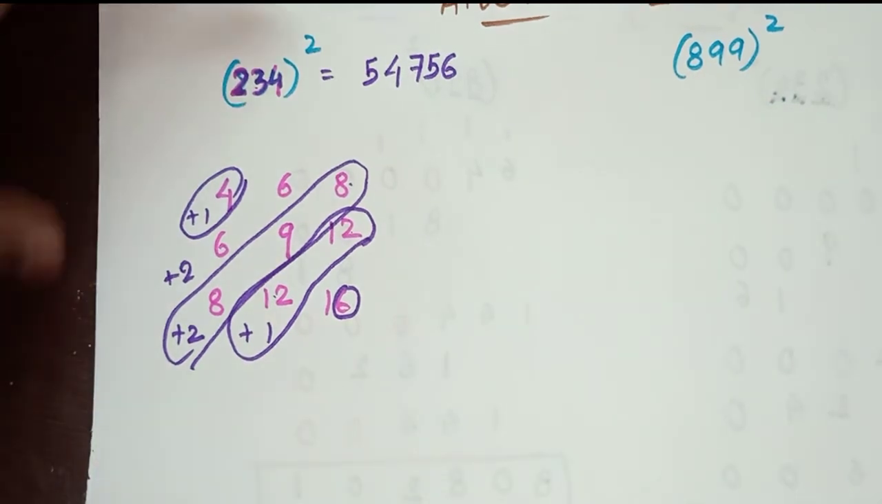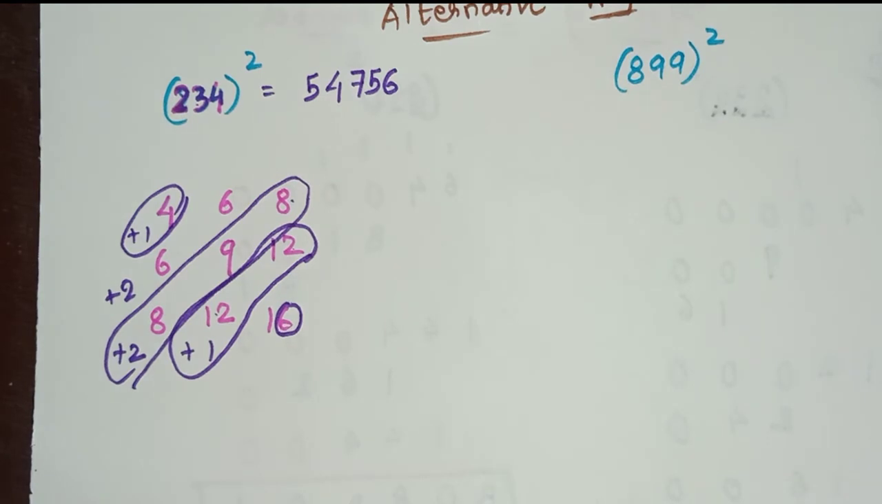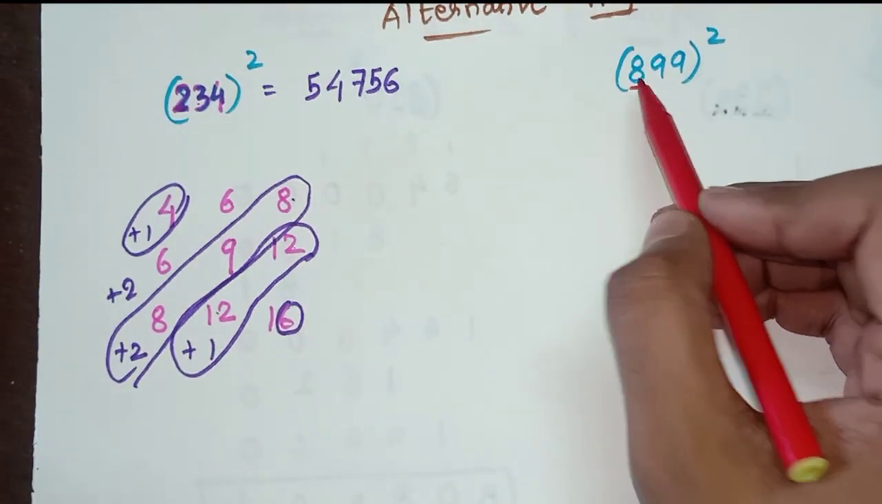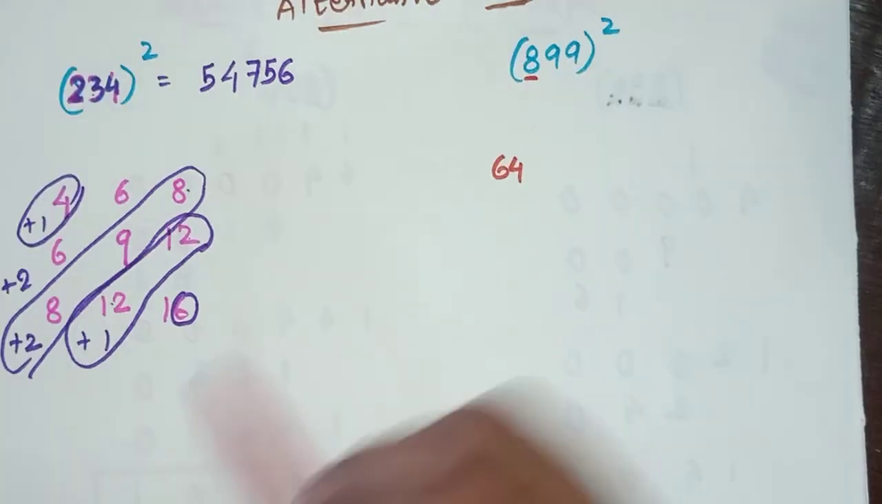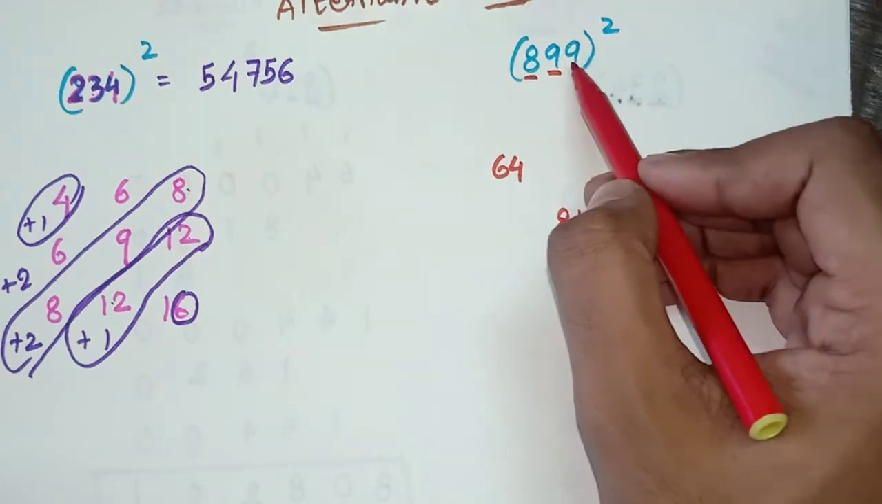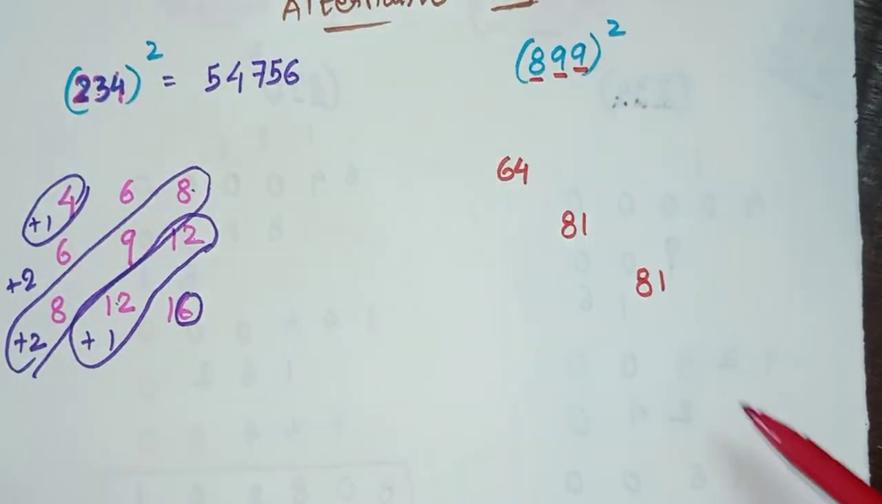But now I will show you that this trick is really difficult when it comes to very big numbers. So I would like to show it to you now. So how to write, again, let us see. 8 is the first number, so 8 square is 64. Then it is a 9, so 9 square is 81. Then again a 9, so 9 square again 81. So this is how you write diagonally.